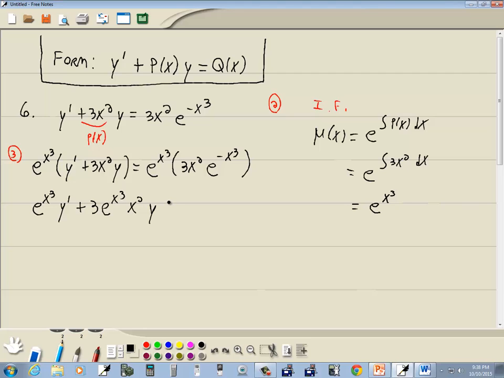Now let me rewrite that. Sorry. 3x squared e to the x to the third y. Now over on this side, we got e to a power times e to a power. X to the third plus negative x to the third gives me 0, so e to the 0 is 1, so it drops away. So we got 3x squared.